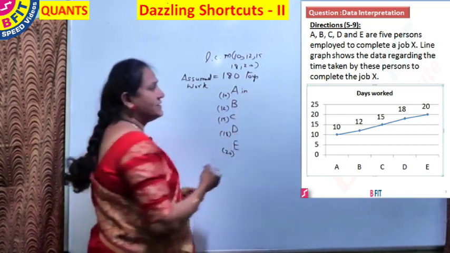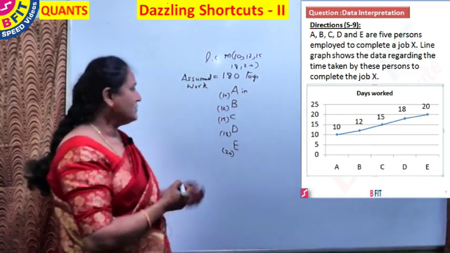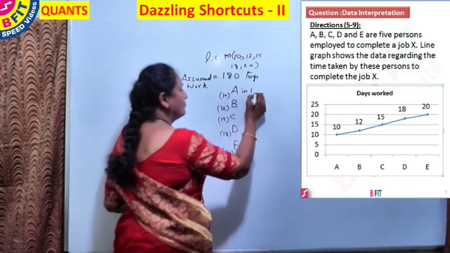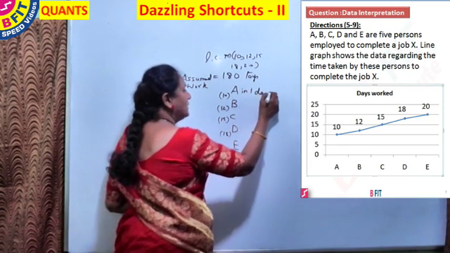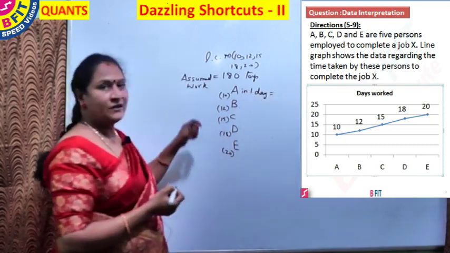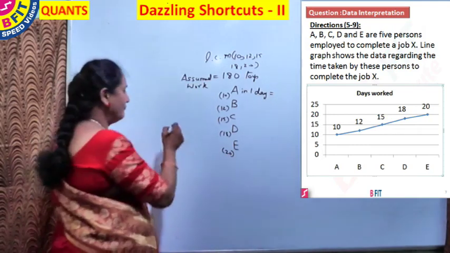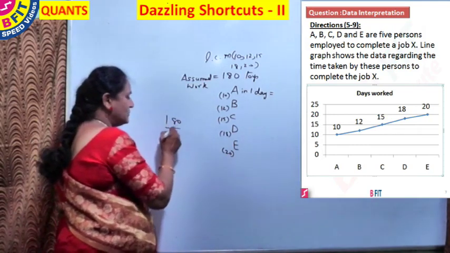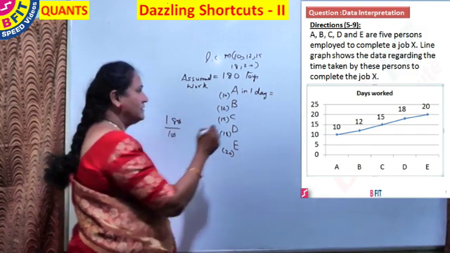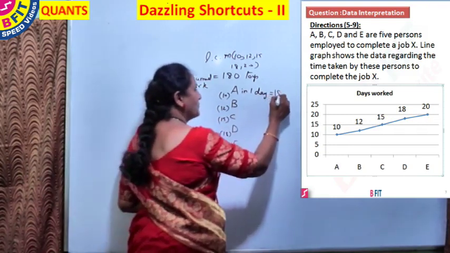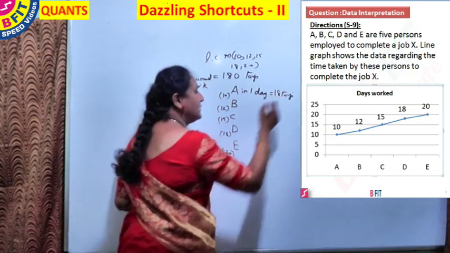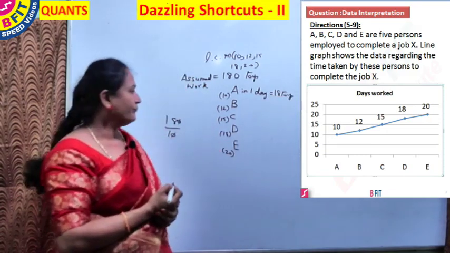So as the data is given in days, I'll check in 1 day how many toys A can make. So if the work is 180 toys and A can do that in 10 days, dividing by 10, we get A is doing 18 toys per day.